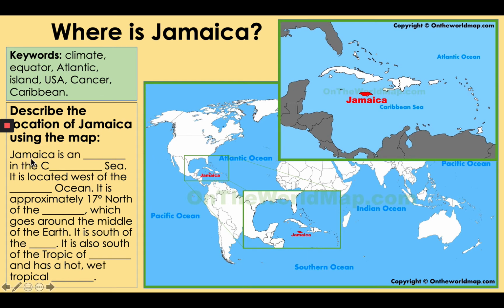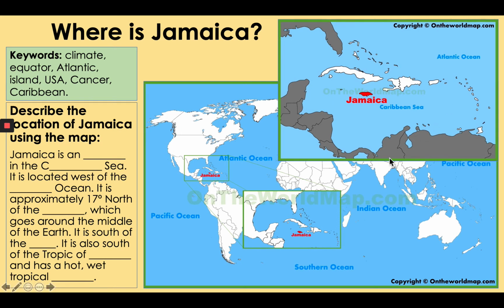So you should have put, Jamaica is an island in the Caribbean Sea. It is located west of the Atlantic Ocean. The Atlantic Ocean is here. Jamaica's here. It's an island in the Caribbean Sea. It is approximately 17 degrees latitude north of the equator. The equator goes around here. Jamaica is 17 degrees north, which means it's in the northern hemisphere. It is south of the USA, which is here. Florida's here. It is also south of the Tropic of Cancer and has a hot, wet, tropical climate. Please mark your answers.